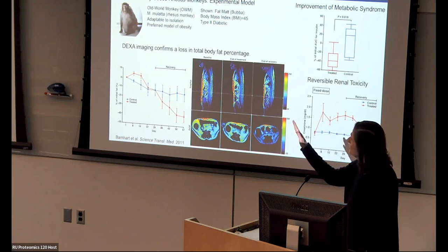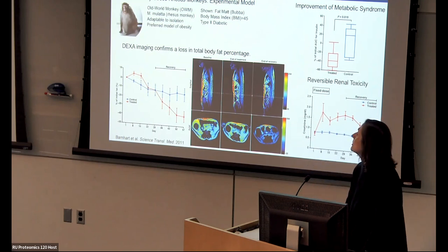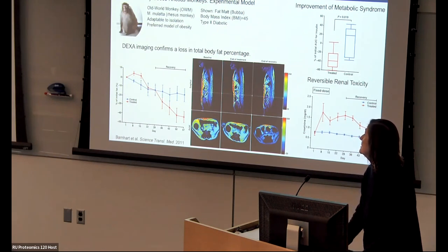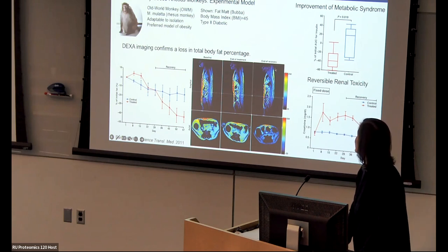And then we moved to rhesus. We had access to a colony of spontaneously obese rhesus in Texas. And those monkeys were subjected to therapy with this peptide, hooked to the KLAK-KLAK moiety, and also showed substantial weight loss, diabetic reversal, metabolic syndrome with no steatosis or dyslipidemia. And imaging studies did show a substantial decrease in both visceral and subcutaneous fat.